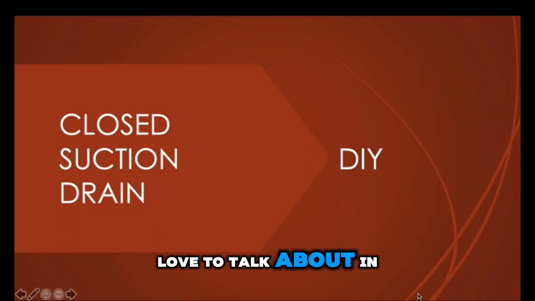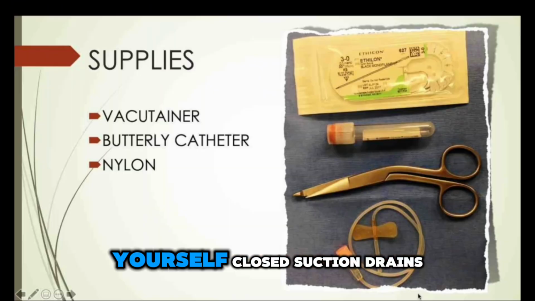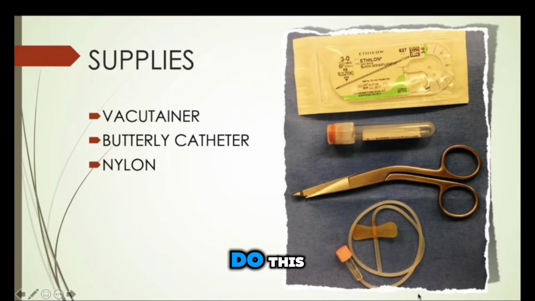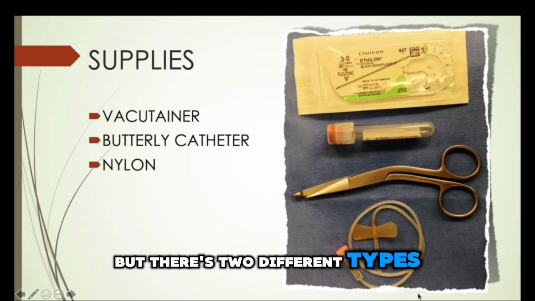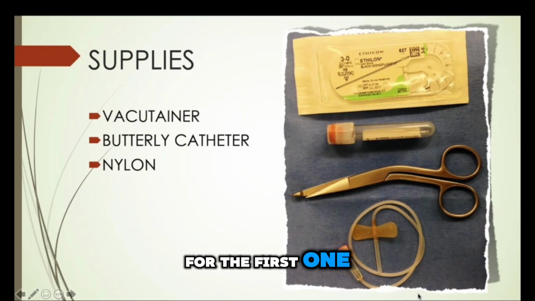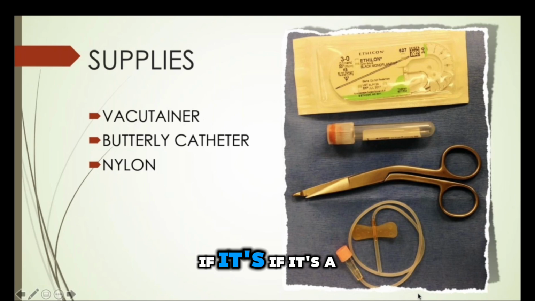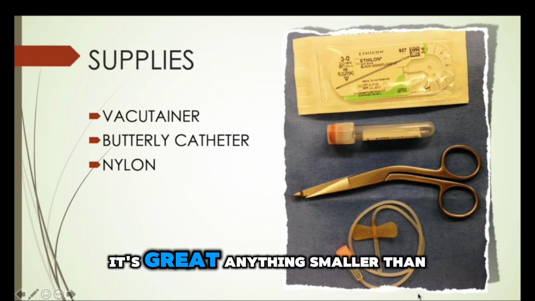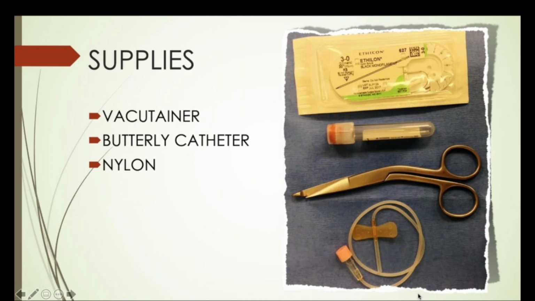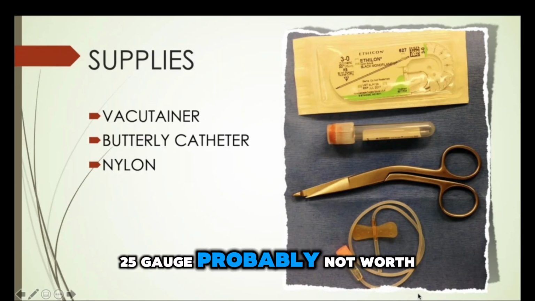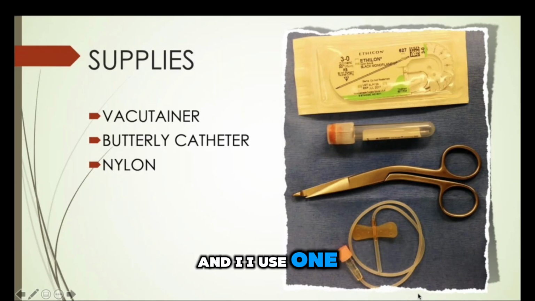One of the things I love to talk about in veterinary medicine is we're all very creative, and we have to be. And so these do-it-yourself closed suction drains, many of you probably already do this, but there are 2 different types of closed suction drains. They just use different types of materials. For the first one, you really just need a vacutainer or a series of vacutainers. I use the biggest butterfly catheter I have. If it's a 19 gauge, it's great. Anything smaller than that, the 20 gauge, 25 gauge, probably not worth using in this case. And I use one of the other types of the do-it-yourself drains, and some nylon.